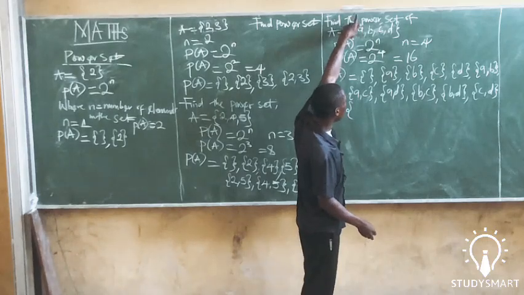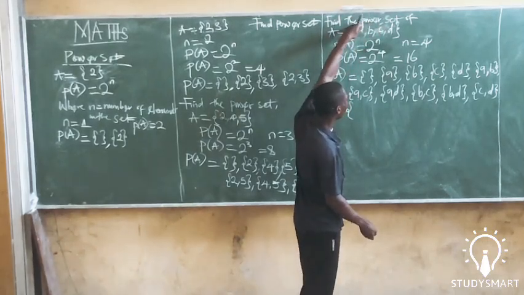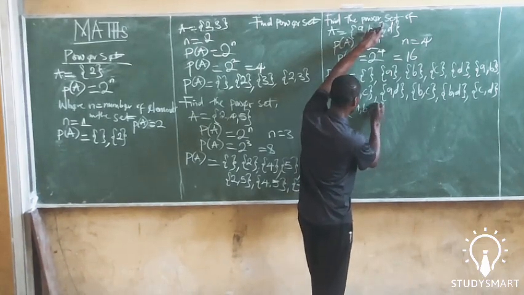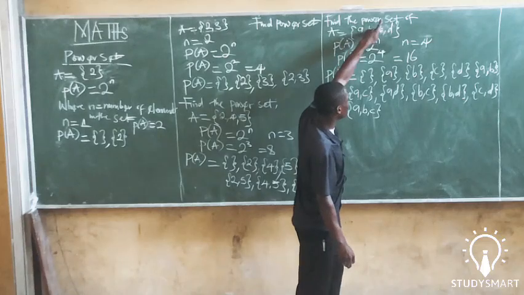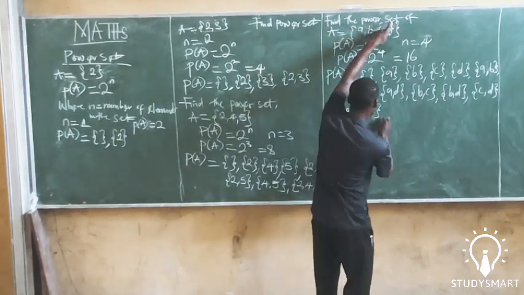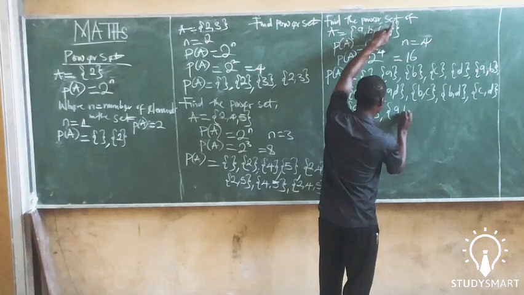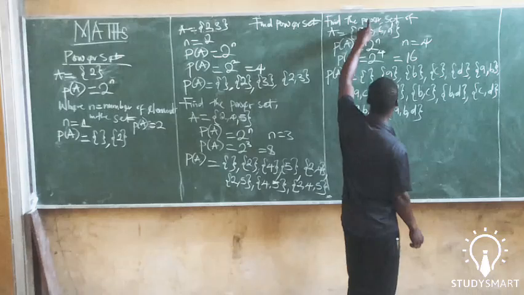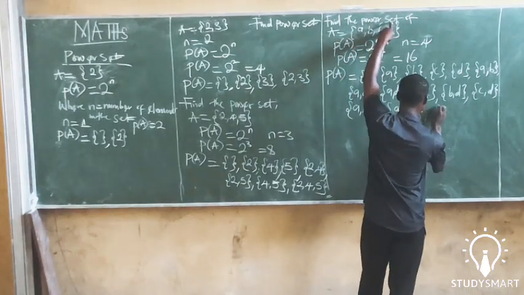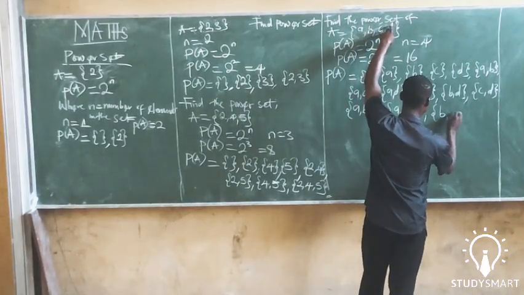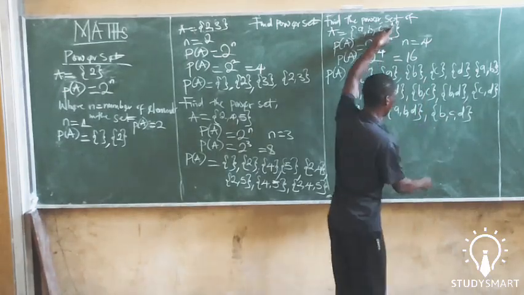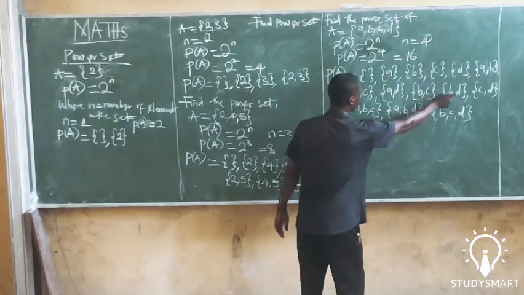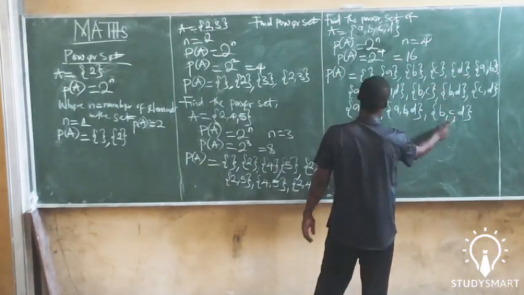So this becomes A, B, and C. After taking A, B, and C, we take A, B, and D. And after taking A, B, and D, we take B, C, and D. So how many is left? We have 1, 2, 3, 4, 5, 6, 7, 8, 9, 10, 11, 12, 13, 14.